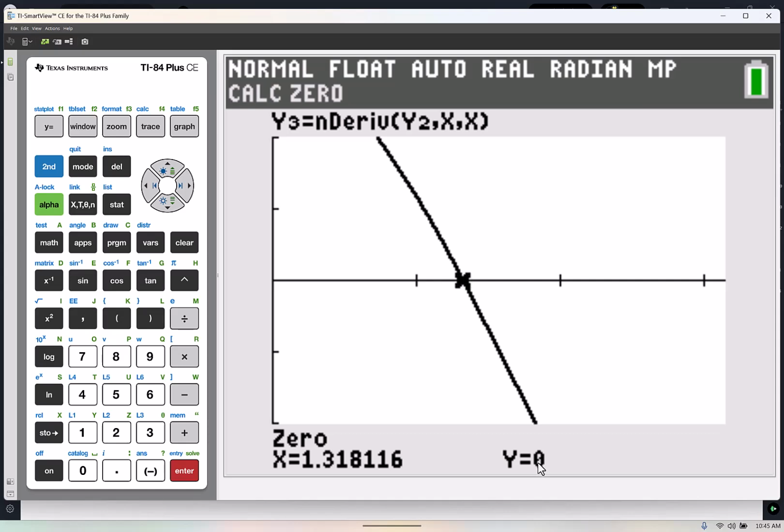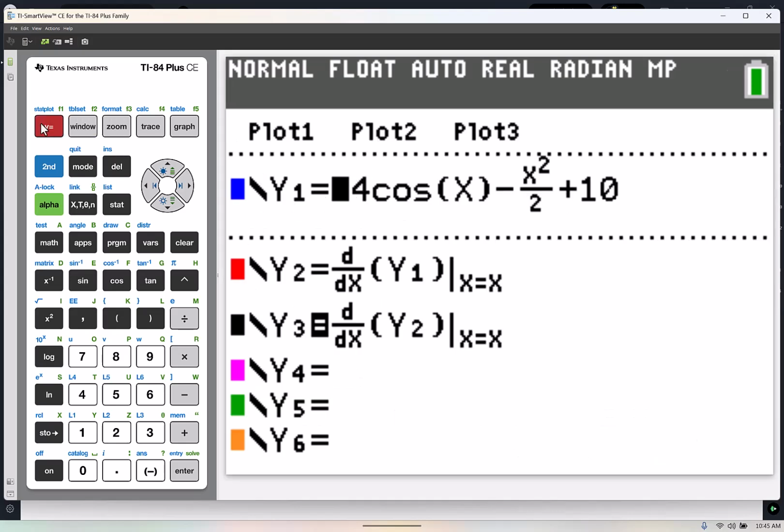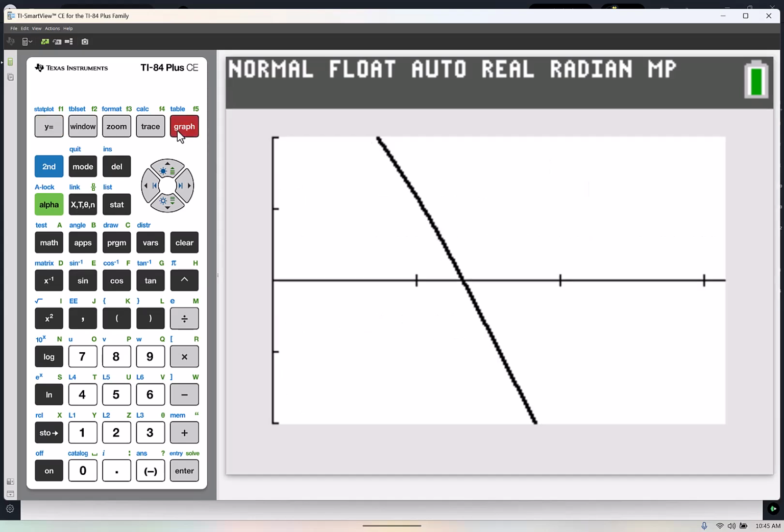Did you get that value? Okay, check it out. Negative 2 and 2. Oh. Okay, let me see. It has to be radius. I don't know.